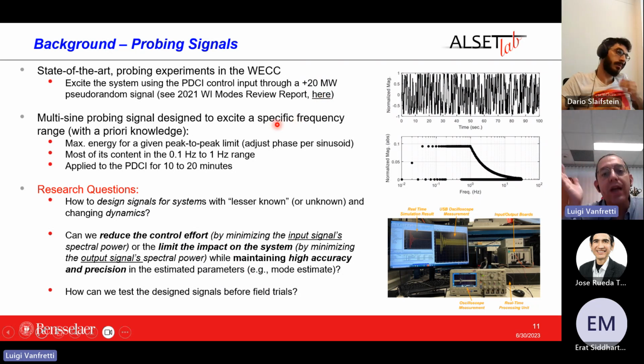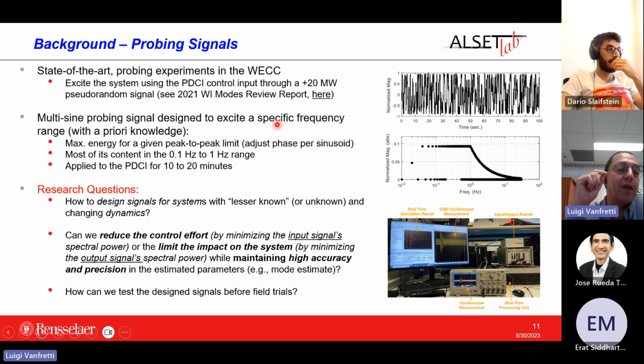Now, how do they design this signal? Here, the signal is designed with a priori knowledge. They've been doing this for a while, so they have knowledge of the bounds. I actually found out that the plus minus 20 megawatt was a specification from BPA, that they didn't want to put more than that of this random signal into the HVDC link.